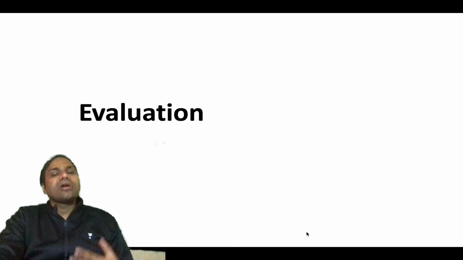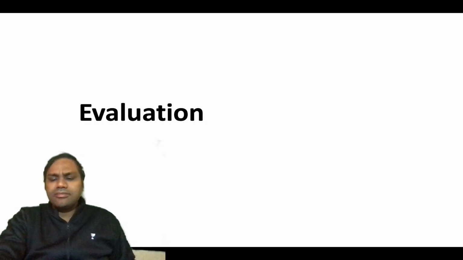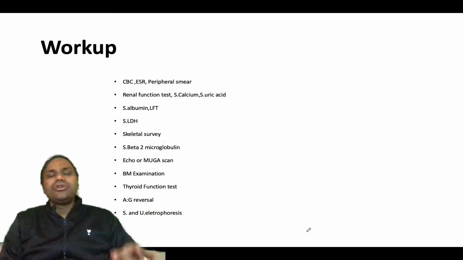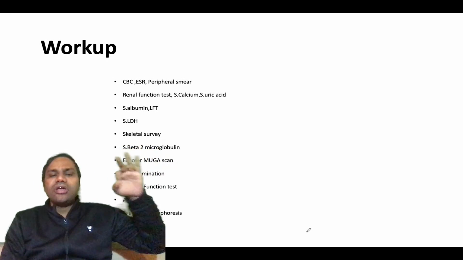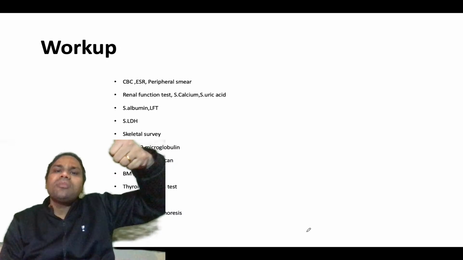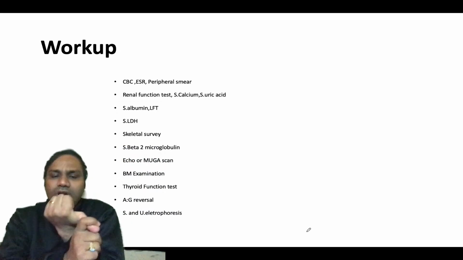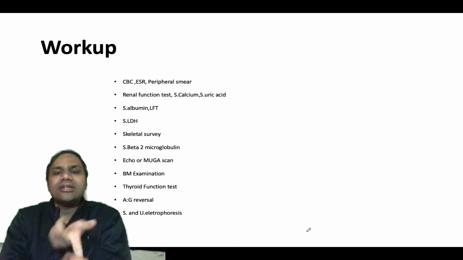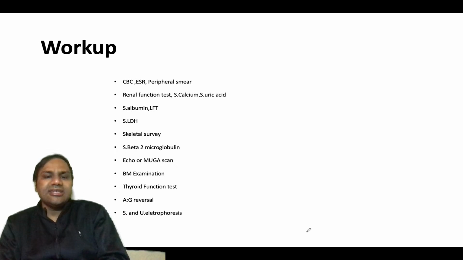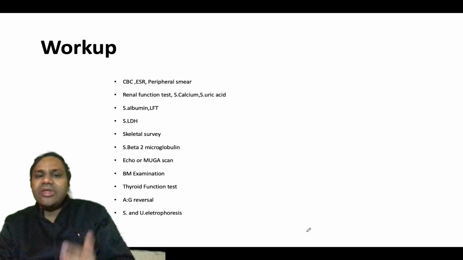Now coming to the evaluation, we have already done most of the part in the basics, so I'm not going to explain it completely. When you evaluate, you start with your blood tests: CBC, ESR and peripheral smear. CBC we know by now, we get normocytic normochromic anemia. ESR, it's a chronic inflammatory disease, so there will be an increase in ESR. And peripheral smear, I'll explain what you get.